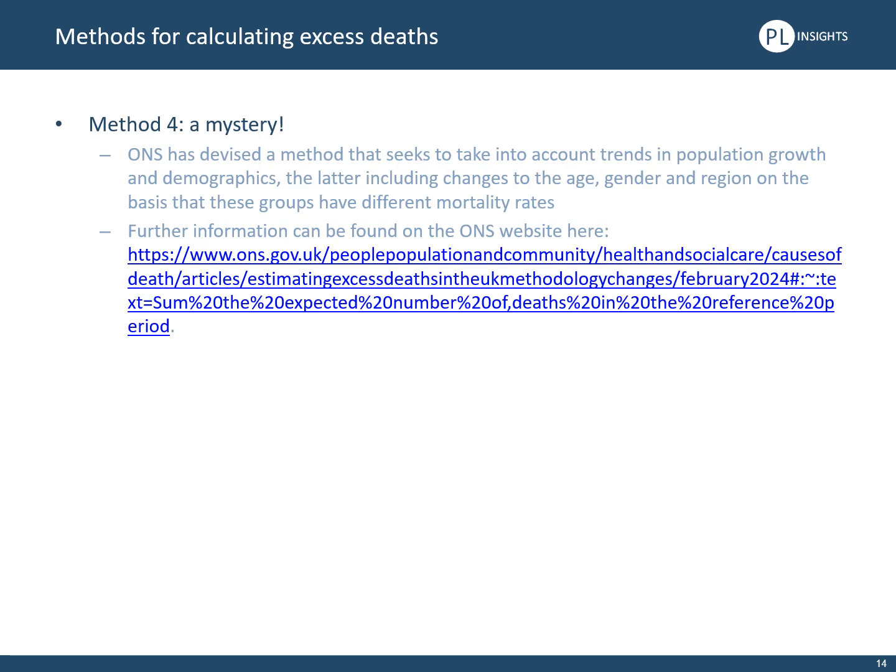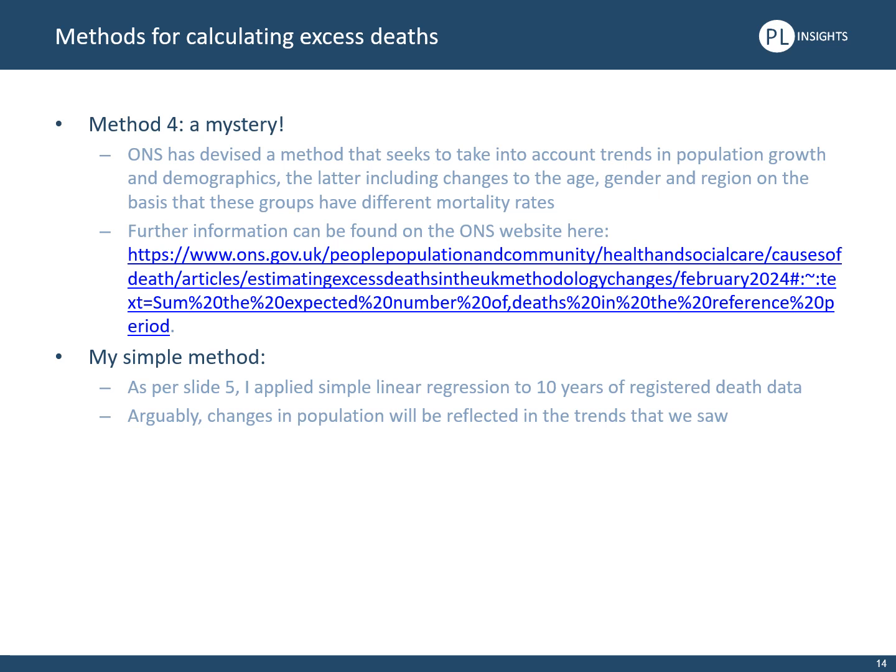Method 4, I think it's fair to say to the layman, is a bit of a mystery. I've got a bit of statistical background and I can sort of understand what they've done. It's tried to apply some statistical techniques that seek to take into account population growth and demographics, so how things like age, gender and region are changing over time, and updated its prediction of expected deaths on this basis. If you're into that sort of thing, take a look on the ONS website, go into the People, Population and Community Health and Social Care section, and you'll see there's an article there explaining the methodology changes. Just a warning, it's got lots of Greek letters in it.